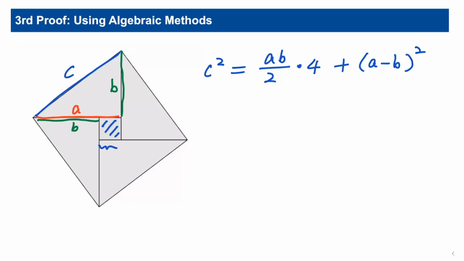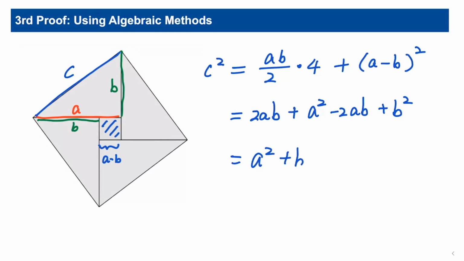Therefore, this is A minus B. The side length is A minus B. We simplify the right-hand side of this equation. We get 2AB plus A squared minus 2AB plus B squared, which is A squared plus B squared. This is the third proof of Pythagorean theorem.